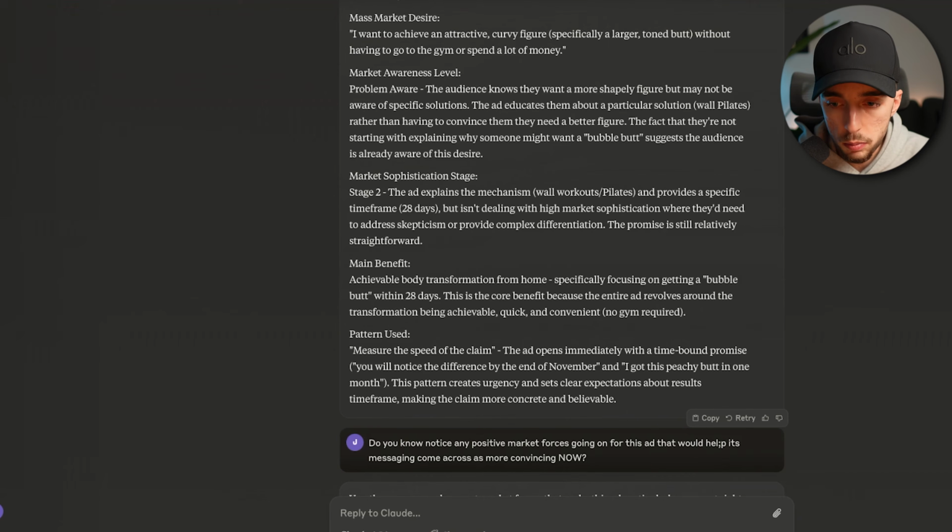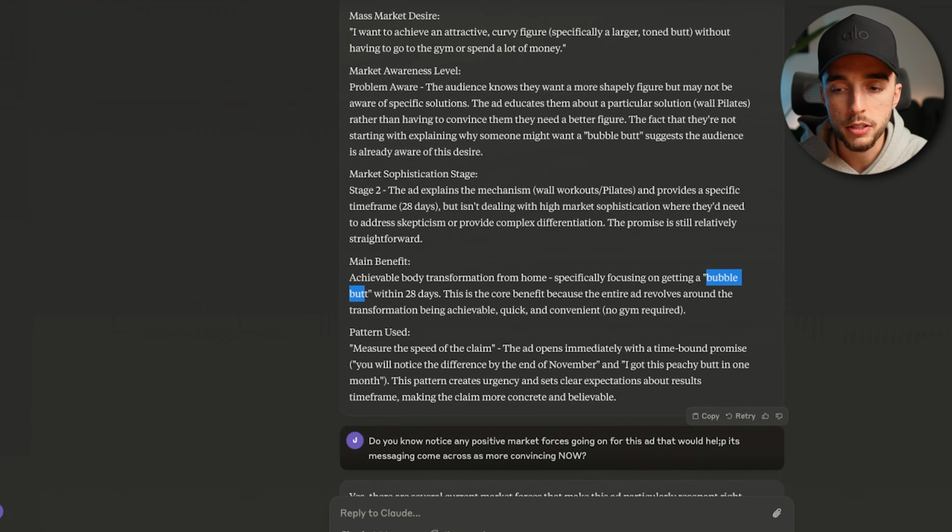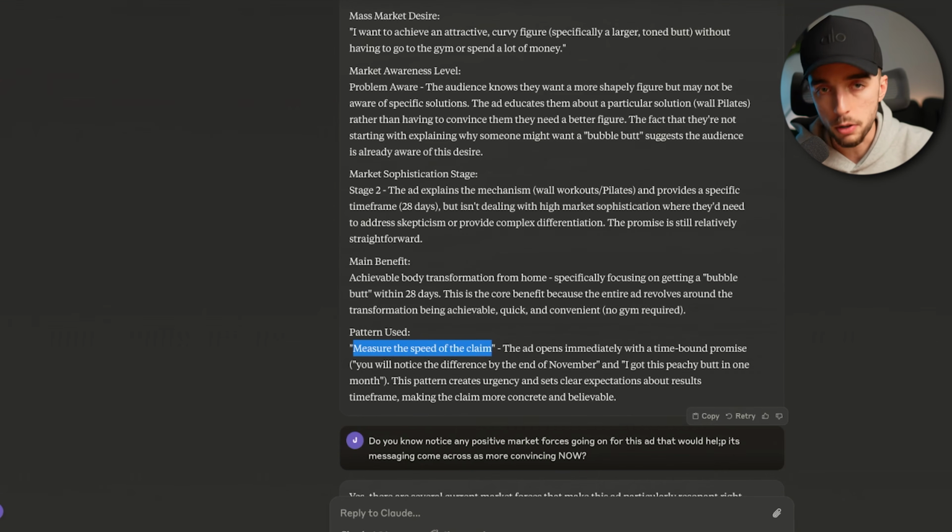Main benefit, achievable body transformation from home, specifically focusing on getting a bubble butt within 28 days. So it's true, they repeated the word bubble butt or peachy butt so many times in this ad. It's the core benefit because the ad revolves around the transformation being achievable, quick, and convenient, no gym required. So pattern use, so on and so forth, right? We're talking about measuring the speed of the claim because we're saying by the end of November, in less than 28 days, is kind of the hook of this ad.